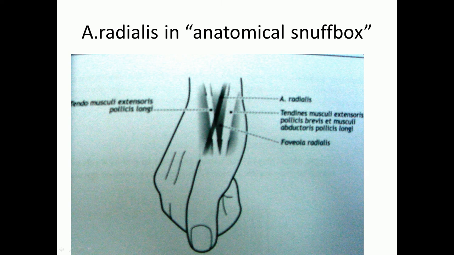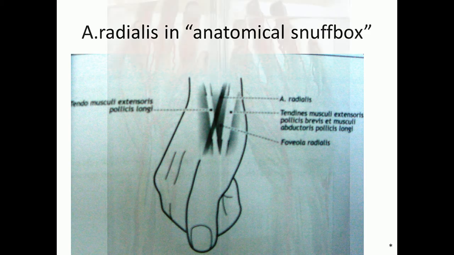Here it is. So we can remember that it is between two tendons: the tendon of musculus extensor pollicis brevis and musculus abductor pollicis longus, and the tendon of musculus extensor pollicis longus. So we can find them, and inside of this place we can also palpate the arterial pulse from arteria radialis. It's very important.